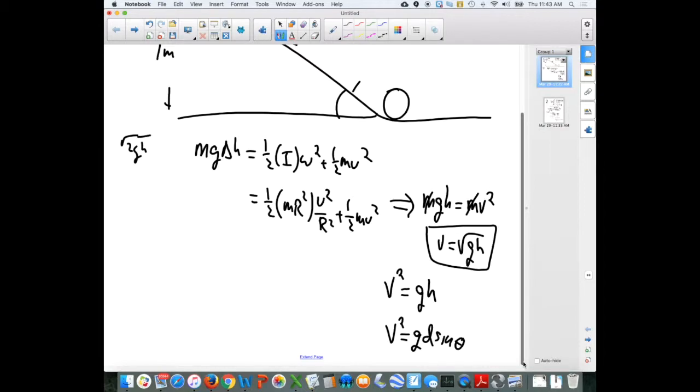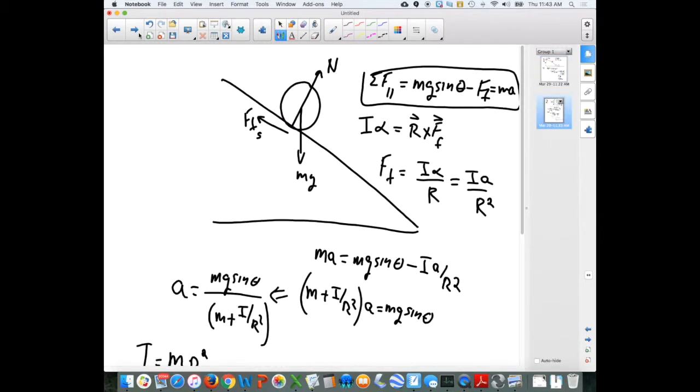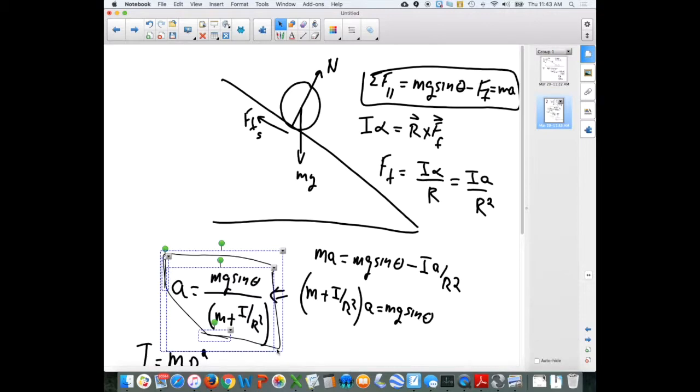V is equal to g d sine theta. So that's another way to look at rolling without slipping. Let's go back to this equation here, which is a nice general equation for the acceleration down an incline, assuming that we have rolling without slipping.